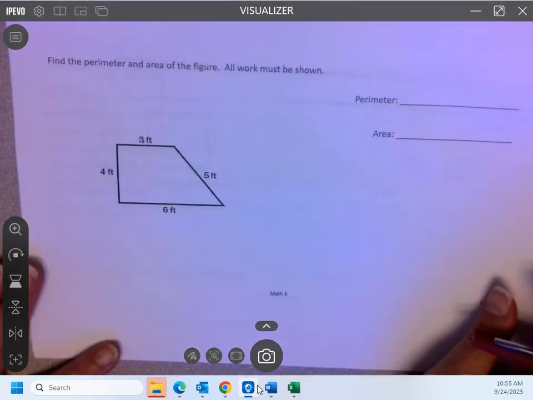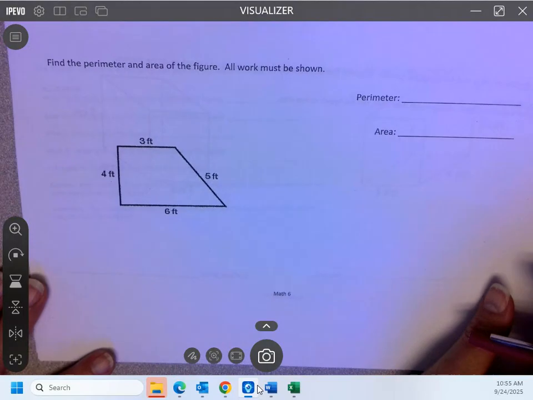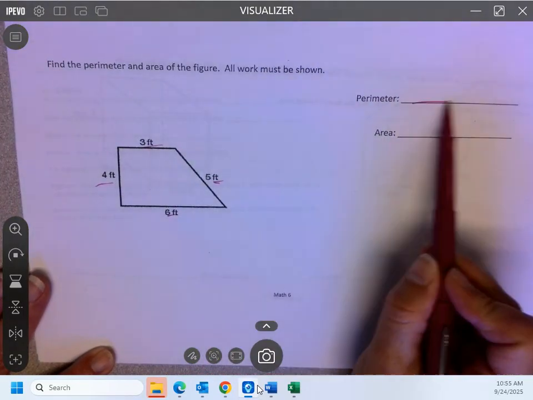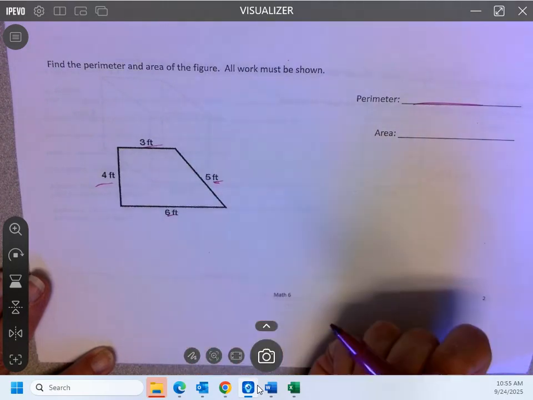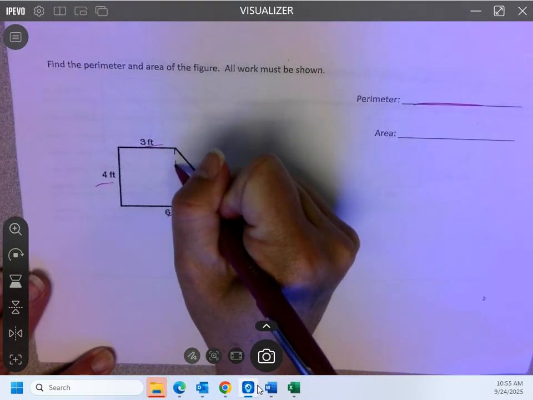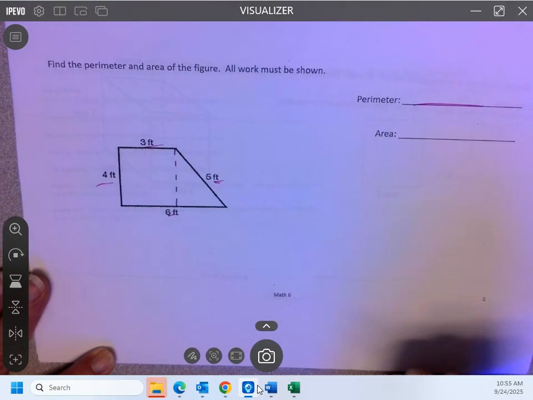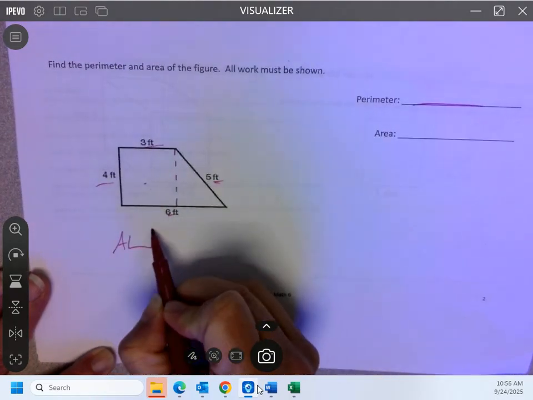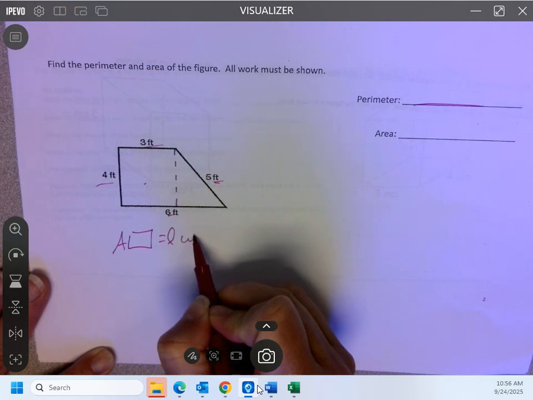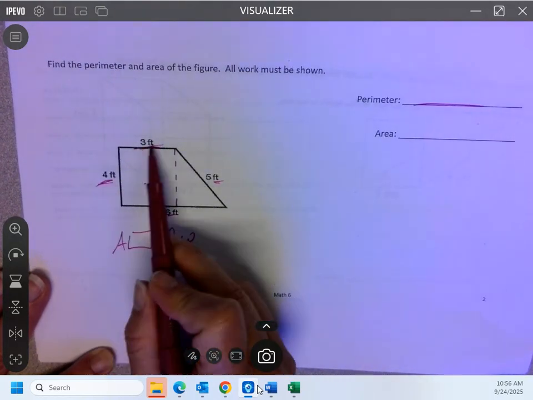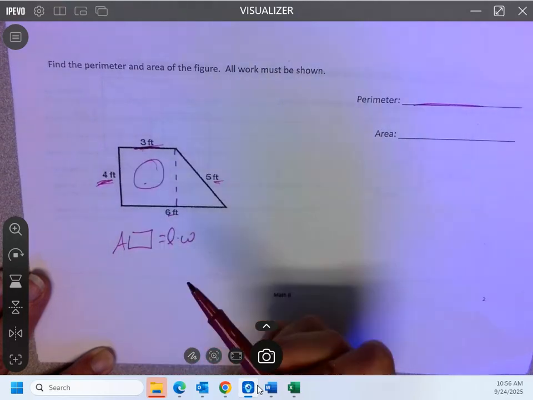Then we have our perimeter and area. Perimeter, you add up all the outside. The area, we have a goofy shape. Remember, just like last packet's goofy shape, we have to cut it into shapes that we know. We know how to find a rectangle. The area of that rectangle is my length times width. So that means length times width. That'll get me this area.